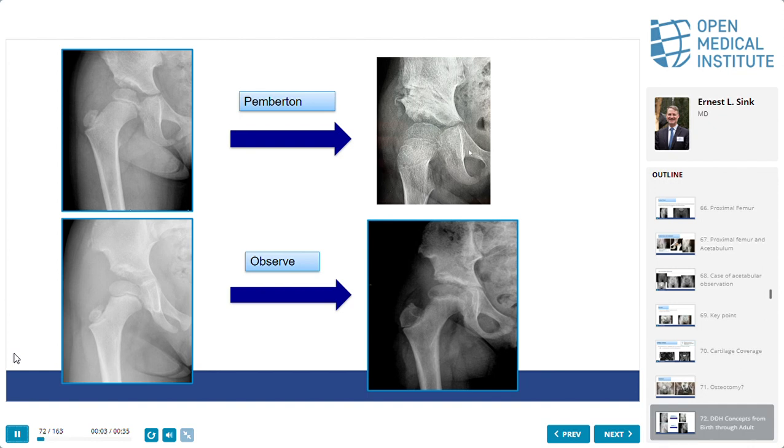Here's one that had a Pemberton. Here's one we observed. I think they're both the same. So it's always a hard decision. Further corrective surgery is, I think, one of the more subjective things. What age? This, age 6.